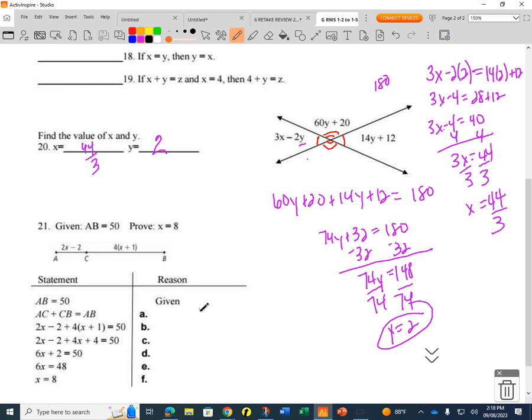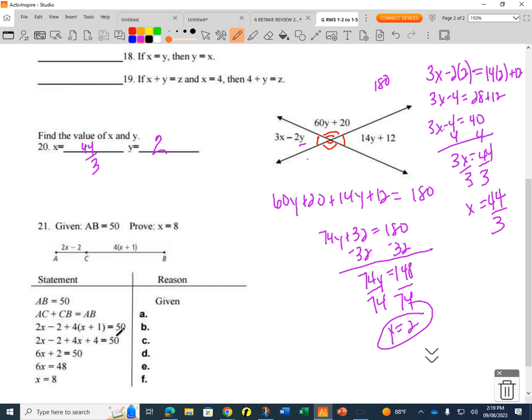And number 21 is a proof. Let me see. Alright.